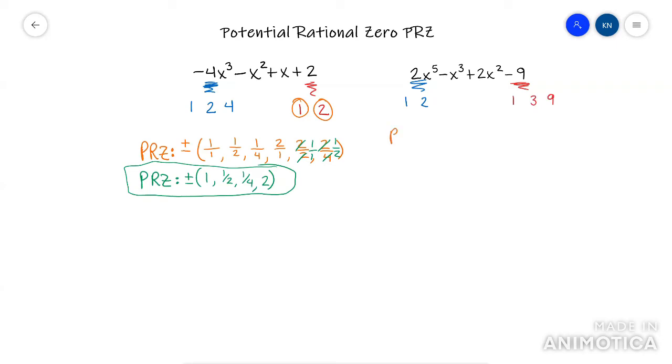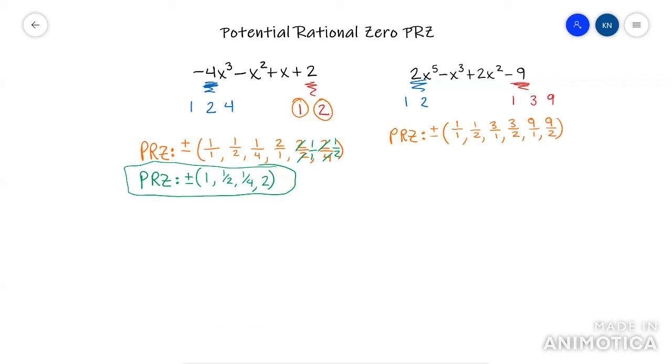So to do PRZ here, I would, first of all, not forget the plus minus, and then take each of the last numbers, 1, 3, and 9. I do them one at a time so that I don't get confused. So I would take the 1, put it over each of the first numbers. So like 1 over 1, 1 over 2, 3 over 1, 3 over 2, 9 over 1, 9 over 2.